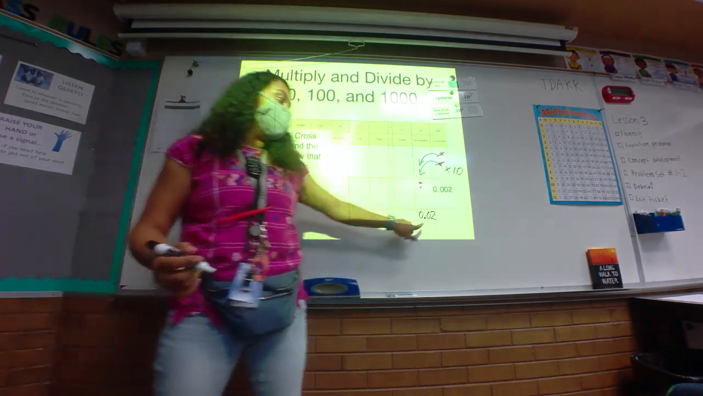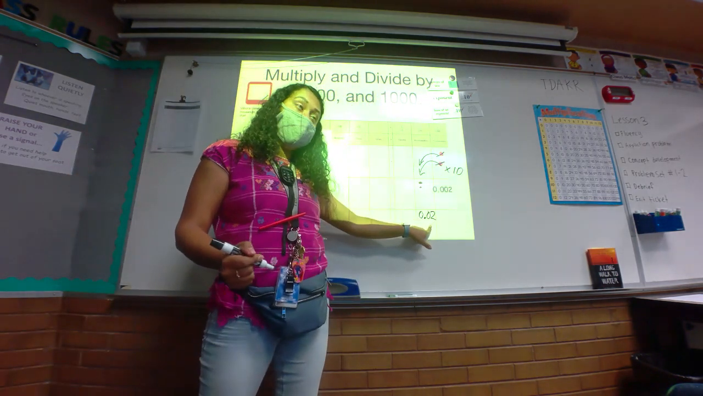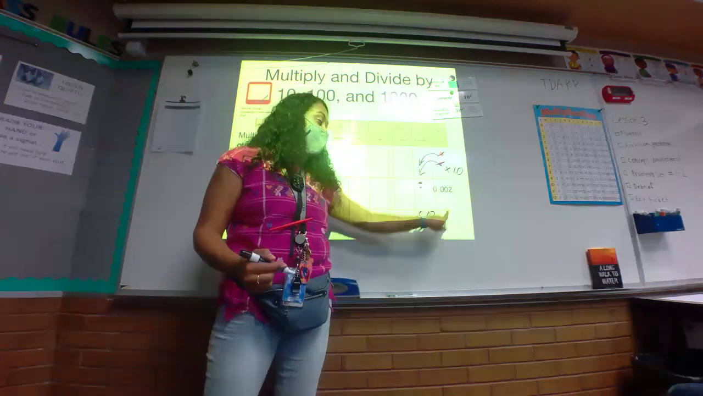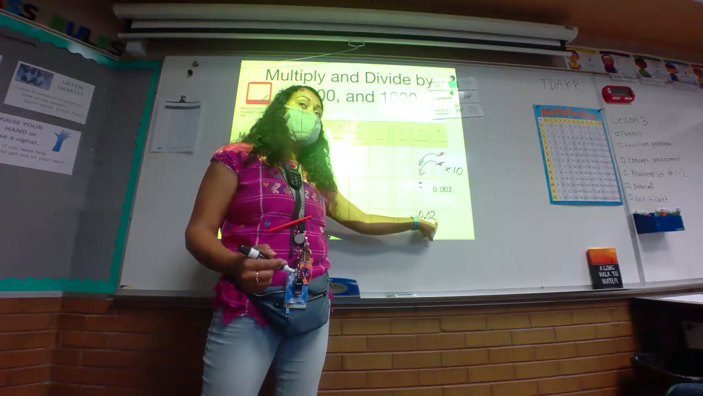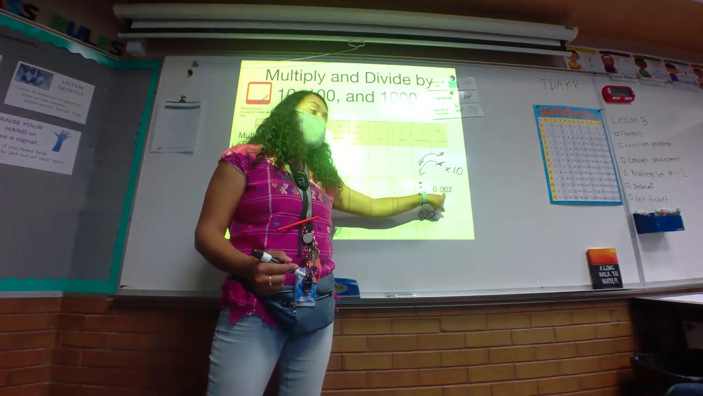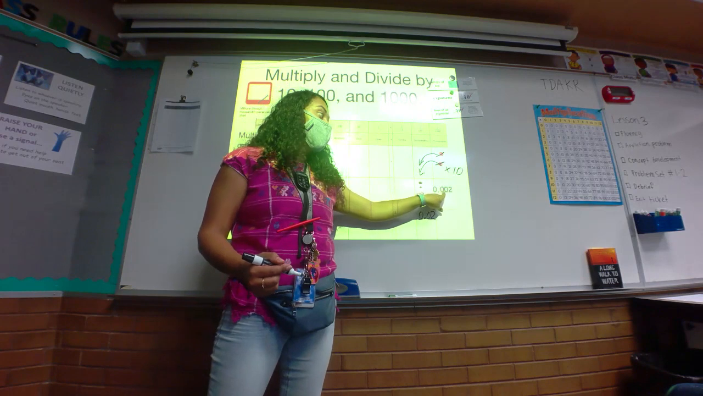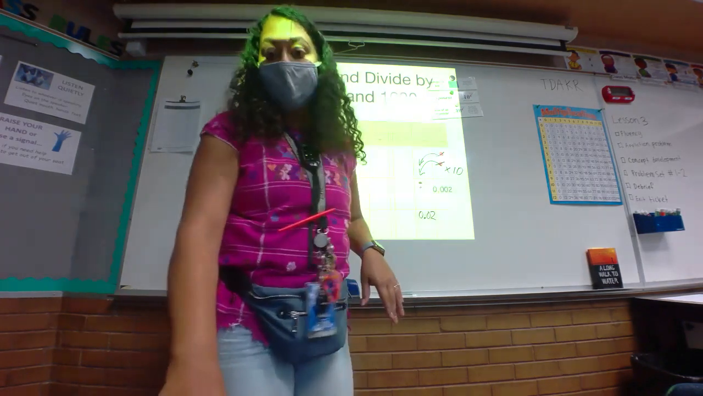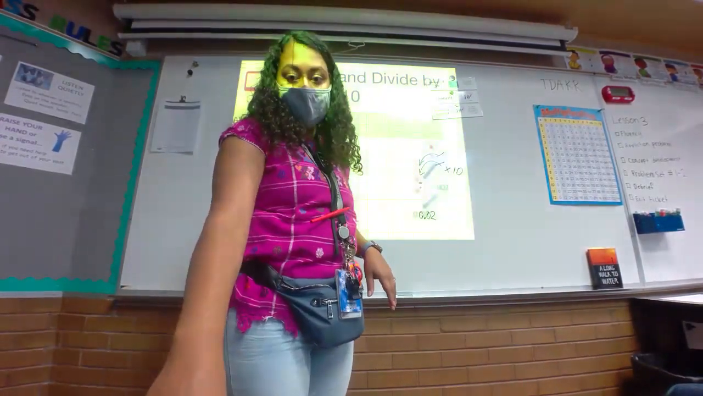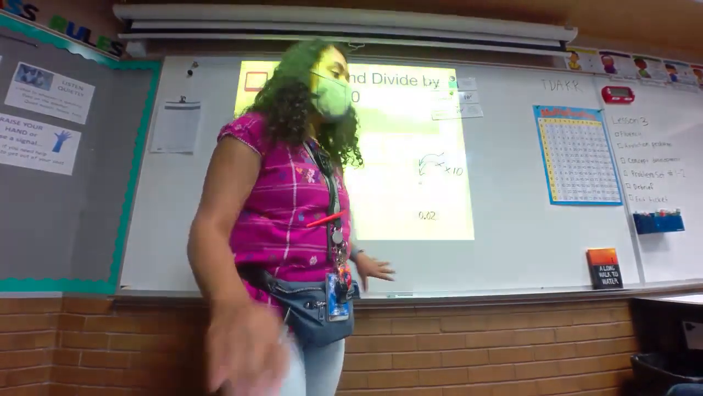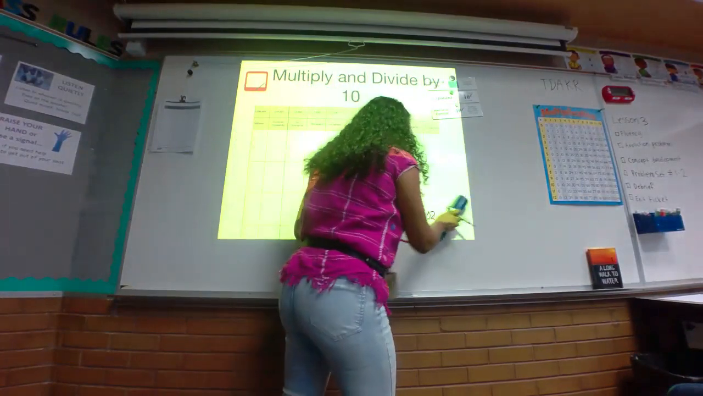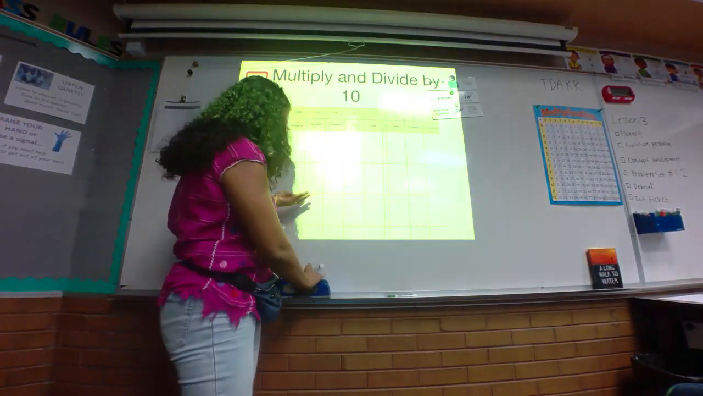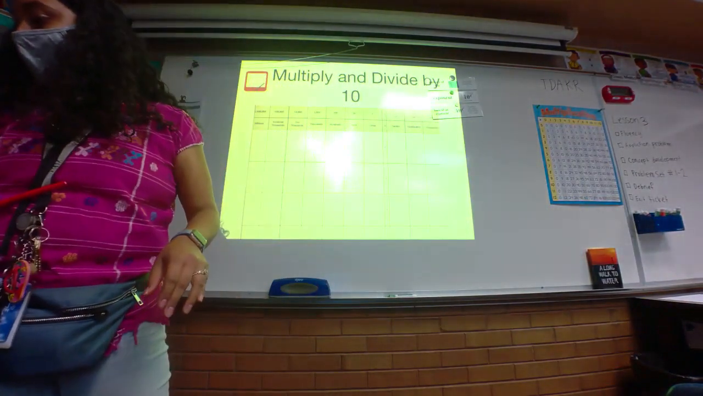Beautiful. So now how you would write it also looks different, right? From the last one. It's 0.02. Before it was 0.002. Okay? All right, let's try another one. Beautiful, we did that correctly. Okay, so go ahead and wipe off your plastic or do it below.